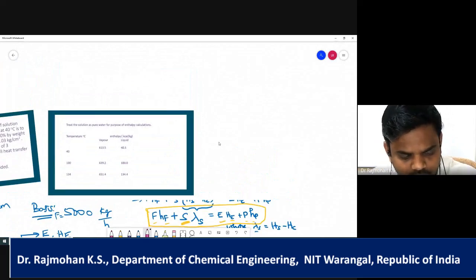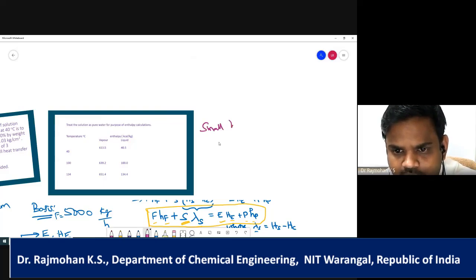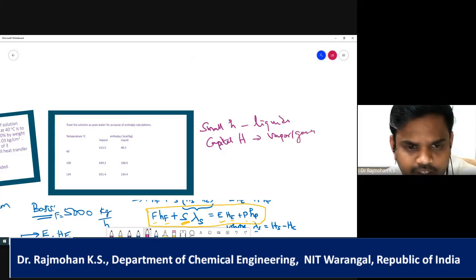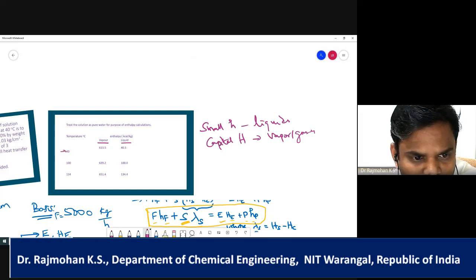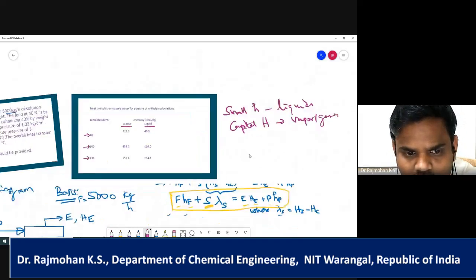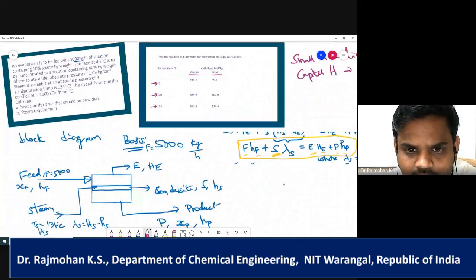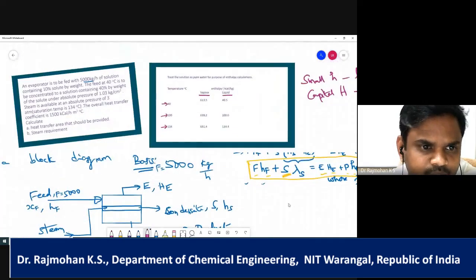So one thing, I told you repeatedly, is we'll use small h for liquids, capital H for vapor or gases. So with that in mind, we can write the data. Capital H means vapor, small h means liquid. Data at the temperatures are given. What is required, that only we have to choose. To confuse there may be additional data. So what we want, that only we will take. So what is given?